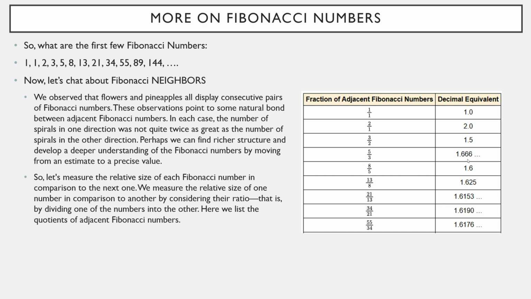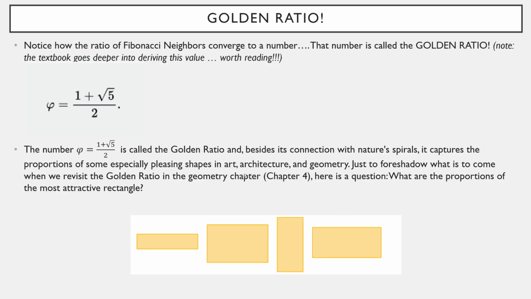it looks like it's converging. If you were to keep doing this, like 144 divided by 89 and so on, for all the Fibonacci numbers, with these Fibonacci neighbors, it would converge. It looks like it's converging to some number like 1.6 something. Notice how the ratio of Fibonacci neighbors converges to a number. This number is called the golden ratio.